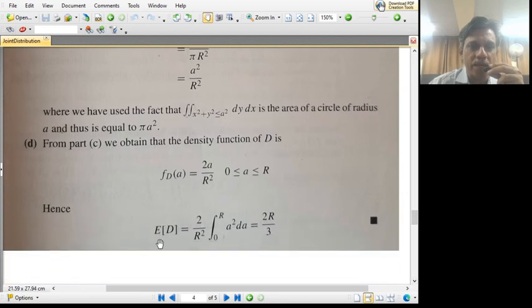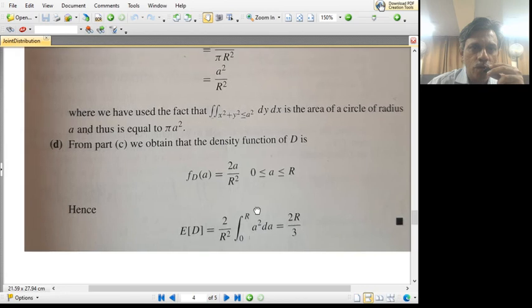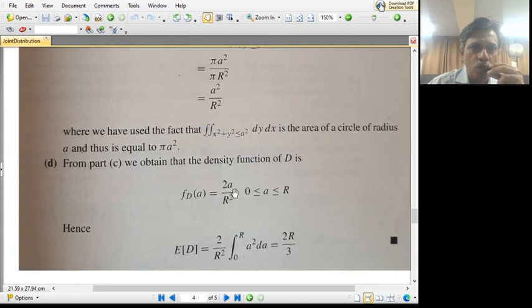And how do we get the expectation? Expectation of A squared is you integrate between 0 to r, a times f_D of a. So a into 2a by r squared, integral 0 to r of a squared da. 2 by r squared we will take out. You will say that this is nothing but a cube by 3 applied between r and 0. You will get 2 r cube by r squared and 3. R squared and r cube cancel to get 2r by 3.